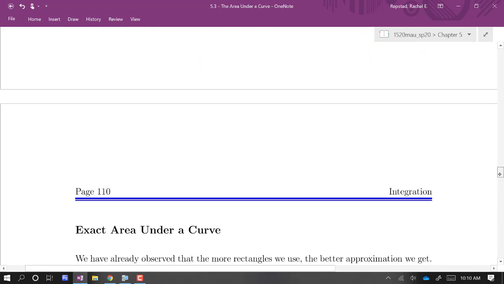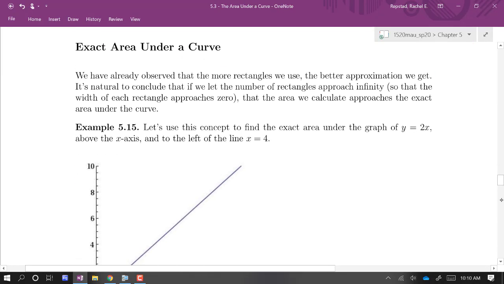But what if I want the exact area under a curve? That's what we're going to look at next. If I get a better approximation by using more and more rectangles, then it would stand to reason that to get the exact area, what I really need is to use infinitely many rectangles.